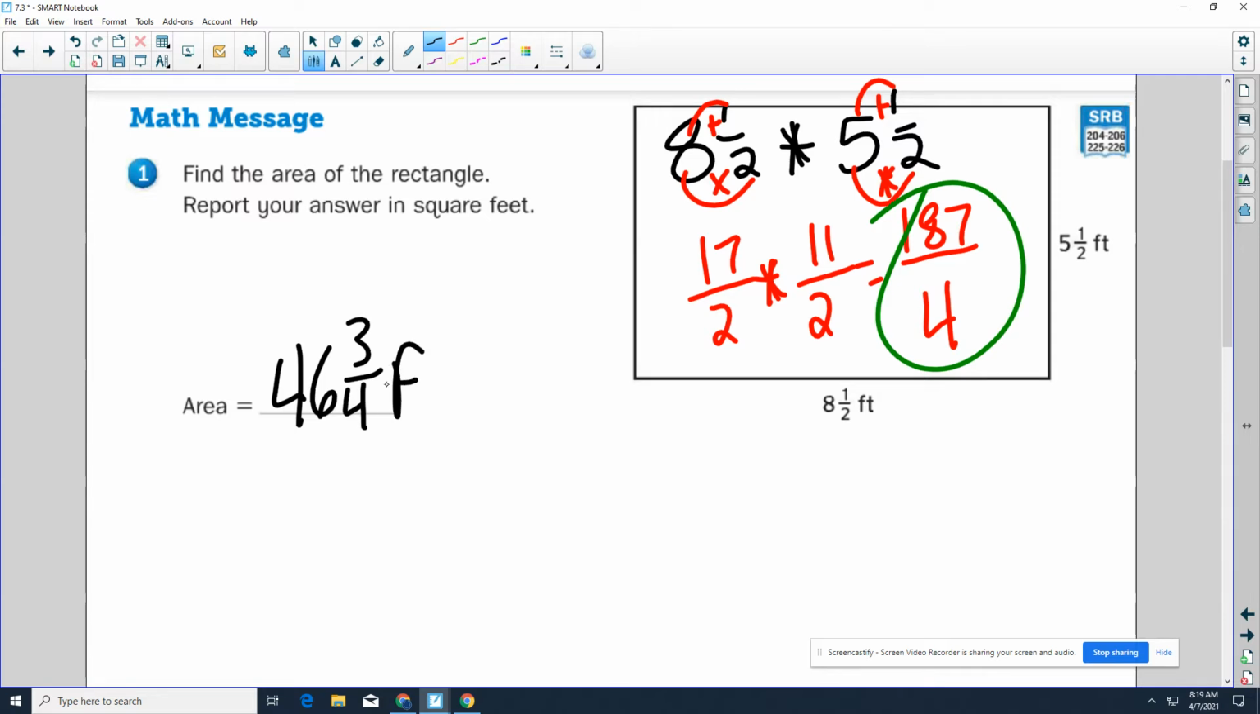Feet. And remember, it's squared because it's area. If it was volume, it'd be cubed. So to show that it's squared, you could write square feet or just simply put the exponent 2.